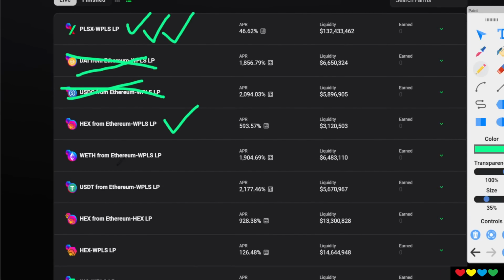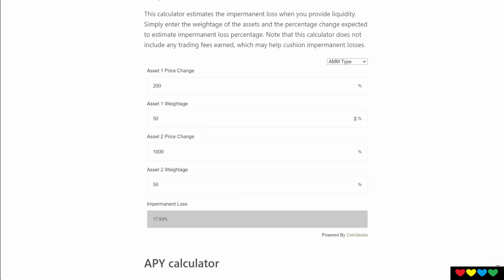What about WETH from Ethereum? So Ethereum and Pulse. I'm going to give this a big fat X, okay? Consider Ethereum just like a stable coin. Because if you go back, look at this impermanent loss, okay? So let's say you're in this farm. Let's say Pulse does like a 13x and Ethereum does... Ethereum's not going to do like a 3x from here. It will do what? Maybe a double.